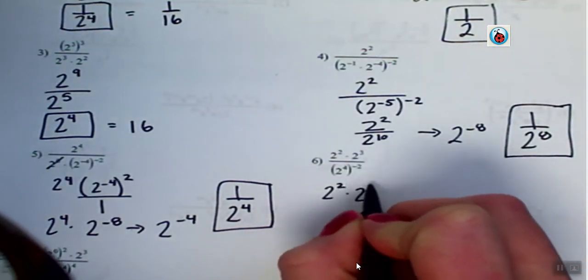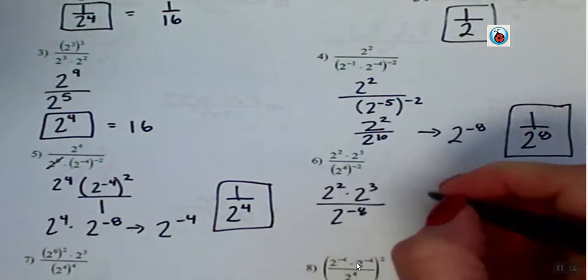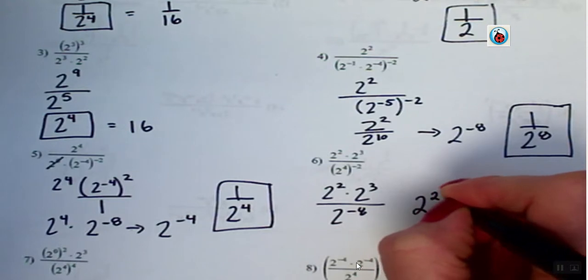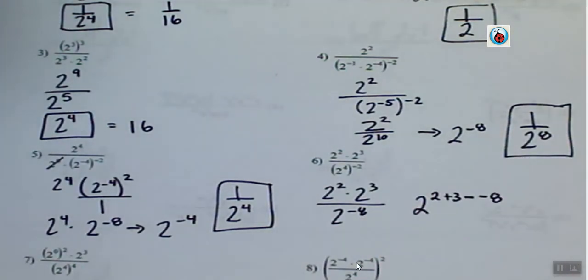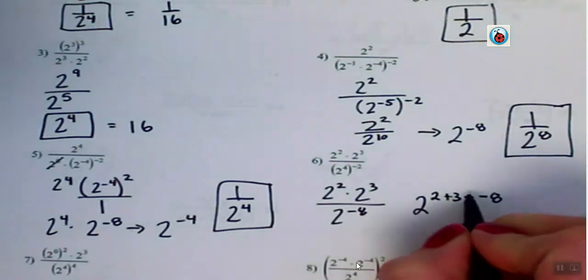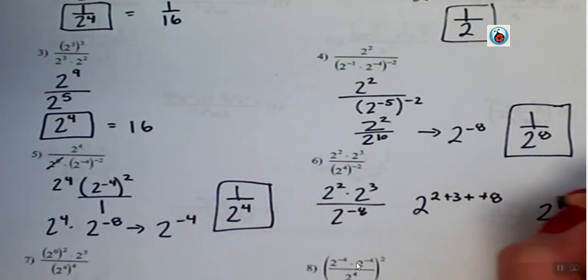Okay, next, 2 squared, 2 cubed, 2 to the negative 8. Okay, so this has to come up. 2 plus 3. Now this is minus 8, right? Subtract because the division turns into plus 5, 13. 2 to the 13.